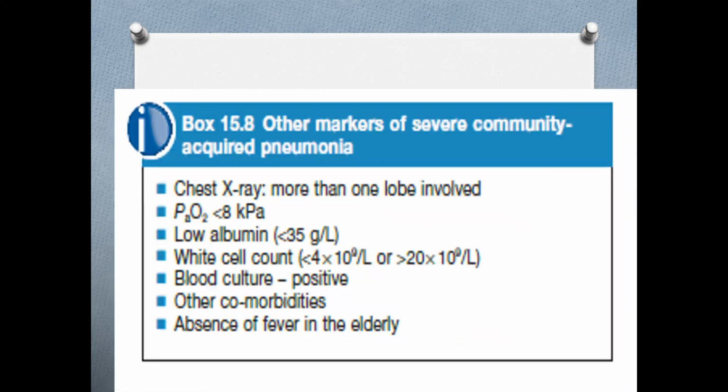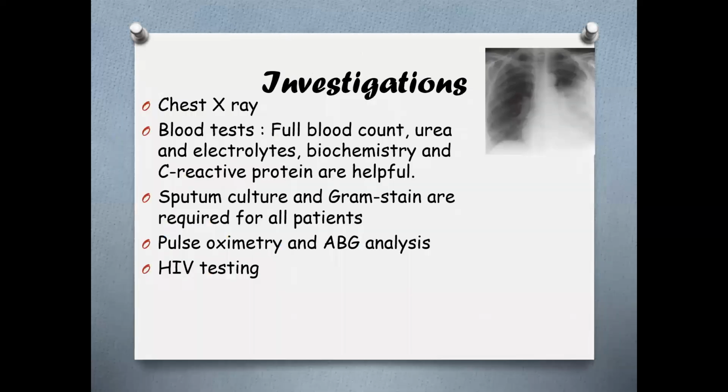Some other markers of severe community-acquired pneumonia are: chest X-ray with more than one lobe involved, partial pressure of oxygen less than 8 kilopascals, low albumin less than 35 grams per liter, white cell count less than 4 times 10 to the power 9 per liter or greater than 20 times 10 to the power 9 per liter, so leukopenia or leukocytosis, a positive blood culture, the presence of other comorbidities, and absence of fever in the elderly. So investigations include chest X-ray, blood tests, sputum culture and gram stain, pulse oximetry, and HIV testing.